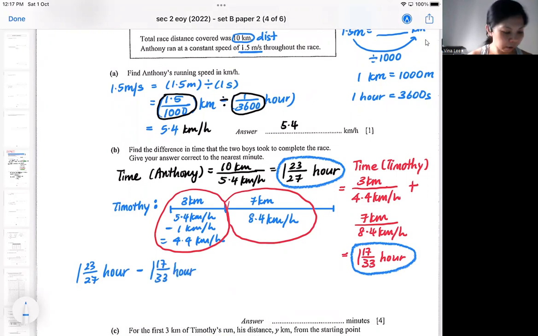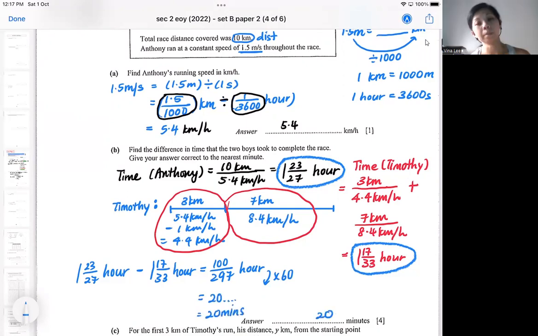So at every stage, you should be very, very aware of the units that you're dealing with. Currently, I am subtracting in hours, so my answer is also in hours. Then I have to multiply by 60. So you will get 20 point something, so the nearest minute will be 20 minutes. You just have to be very aware what units you are dealing with, and what formula you are dealing with.